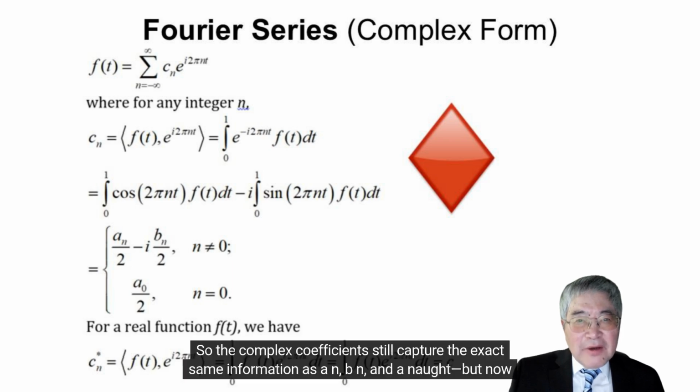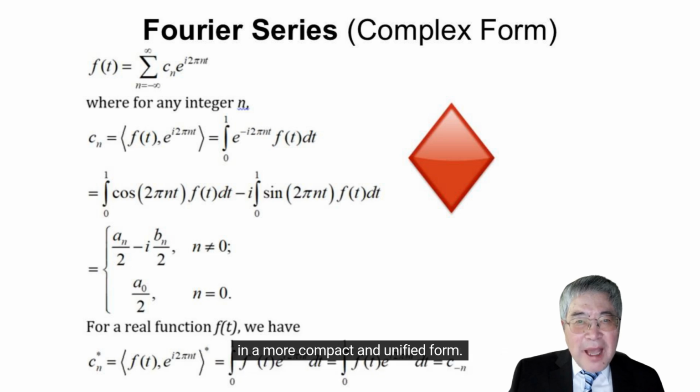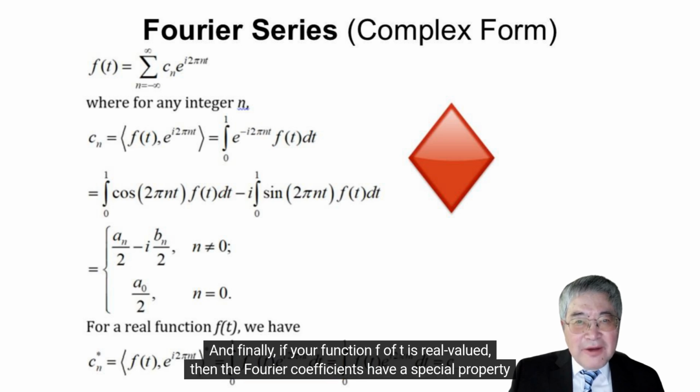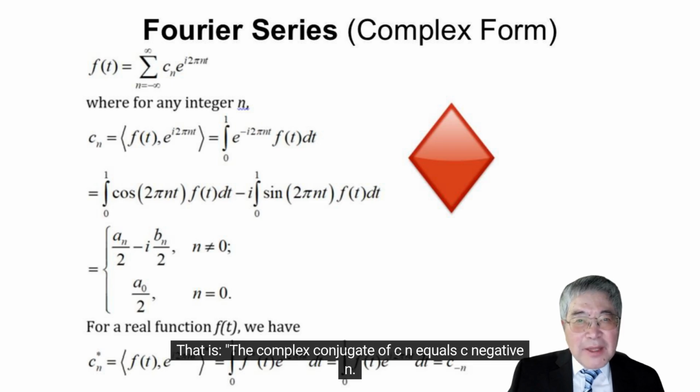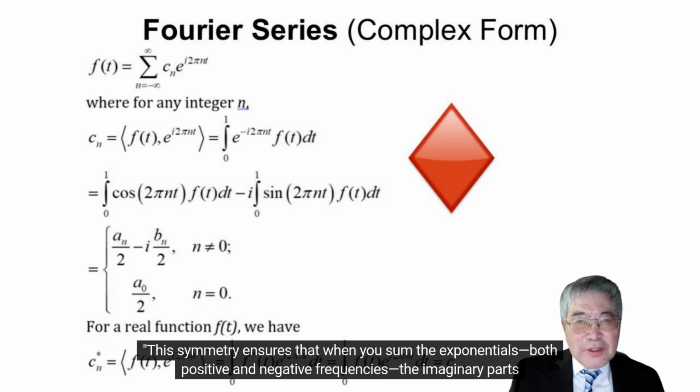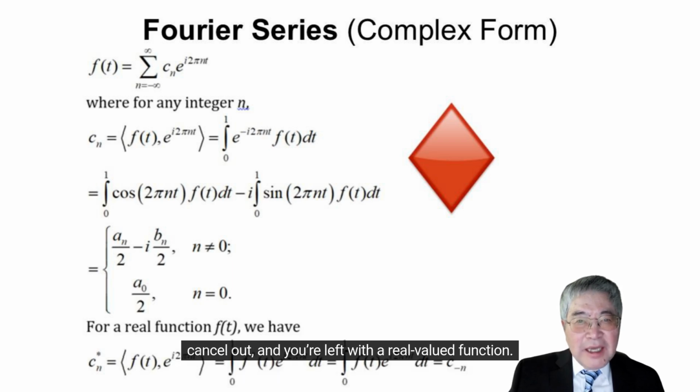So the complex coefficients still capture the exact same information as a_n, b_n, and a_0, but now in a more compact and unified form. And finally, if your function f(t) is real valued, then the Fourier coefficients have a special property called conjugate symmetry. That is, the complex conjugate of c_n equals c_{-n}. This symmetry ensures that when you sum the exponentials, both positive and negative frequencies, the imaginary parts cancel out, and you're left with a real valued function.